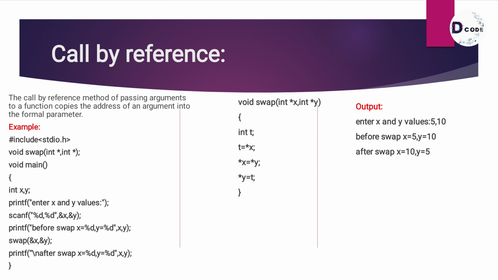In the swapping function, the swapping technique is done, and then the compiler goes back into the main function and prints the values of x and y after swapping. As you can see in the output, when the compiler enters into the main function, it prints the values of x and y, and it prints the values of x and y before swapping. When the compiler reads the swapping function and then comes back into the main function, then it prints the values of x and y after swapping. This is how call by reference is done.